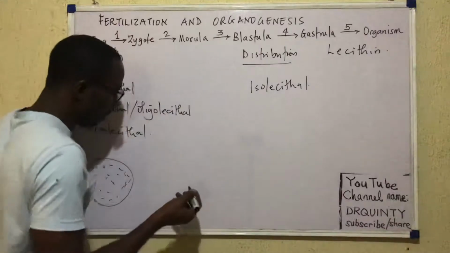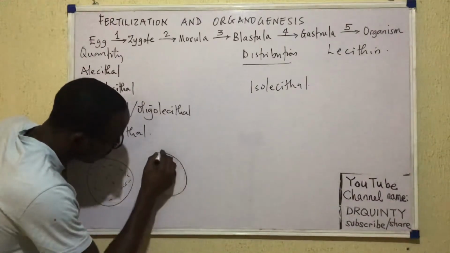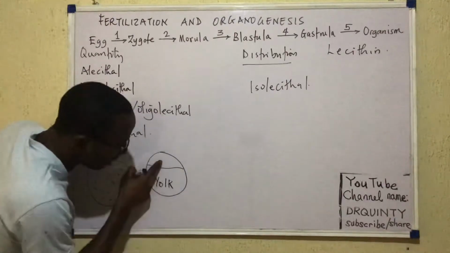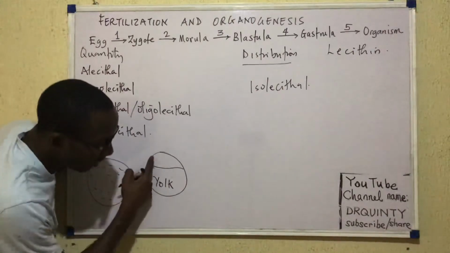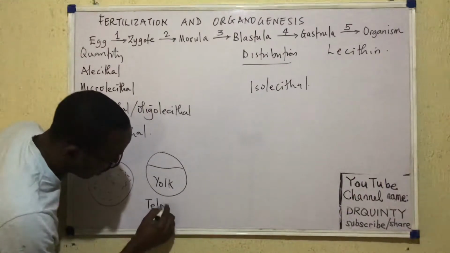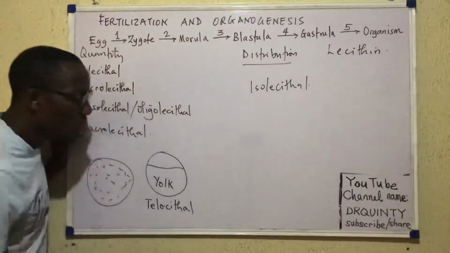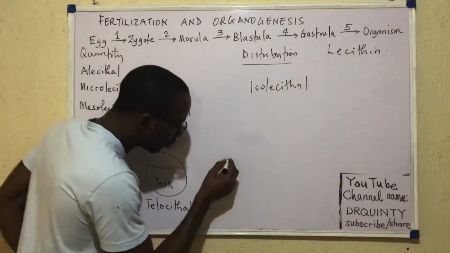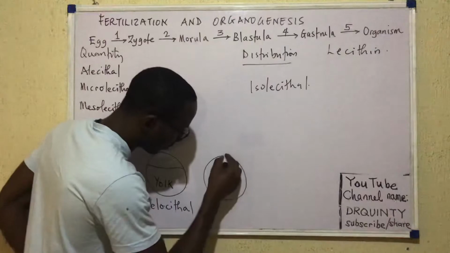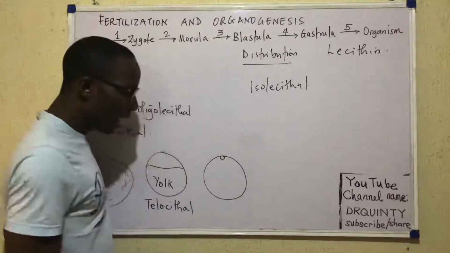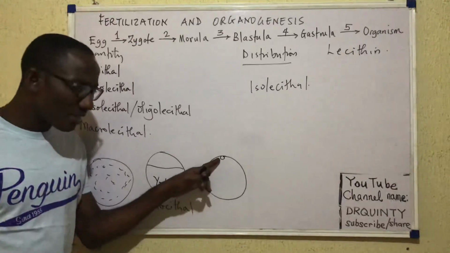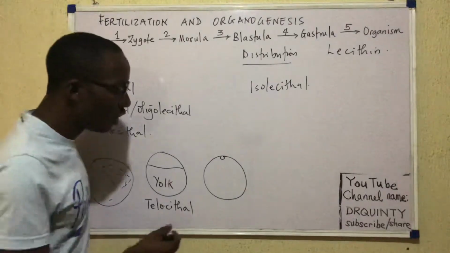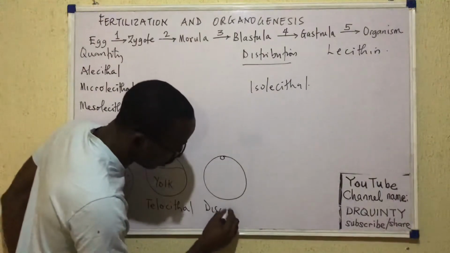Instead, see the possibilities. You could have a case like this. This is the egg. What you have here is yolk. And then this is clear cytoplasm. A case like this is where you describe the cell as being telolecital. So this is a telolecital egg, telolecital. Then you can also have something like this. Everything here is yolk except that small disc on top, that small area on top. Everything else is yolk. This one is described as being discoidal.